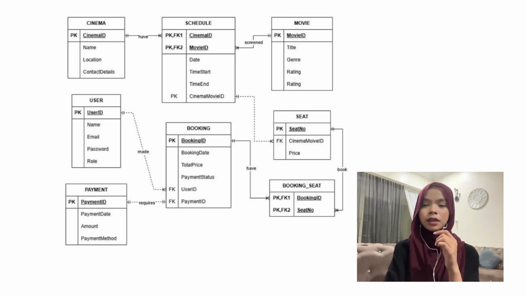Next we have the movie entity. The movie entity stores details about the movie being screened. The attributes for this entity are movie ID, which is the primary key, title, the name of the movie, genre, the category of the movie such as action, comedy or drama, and lastly rating, the movie's rating.